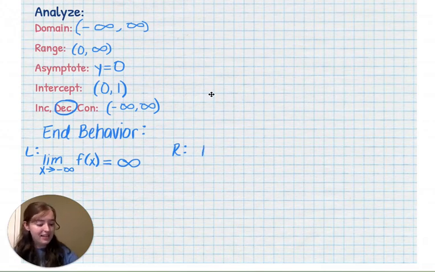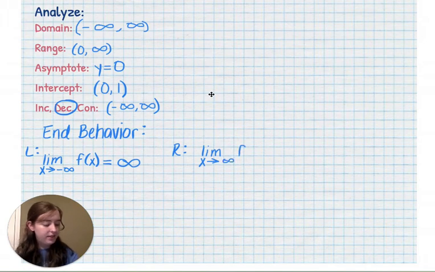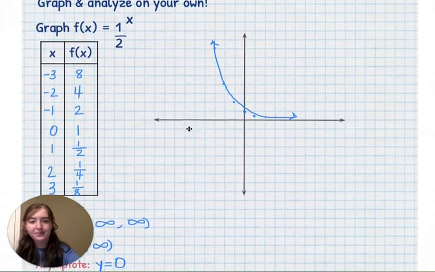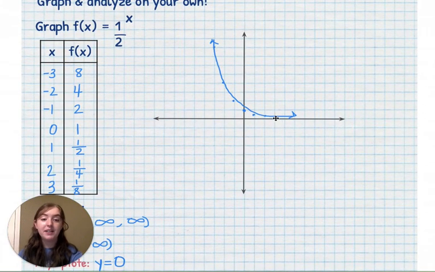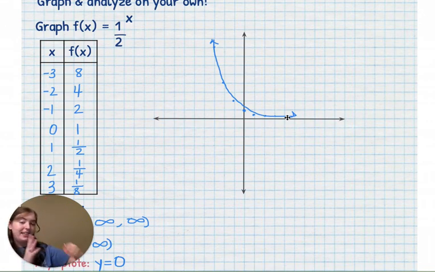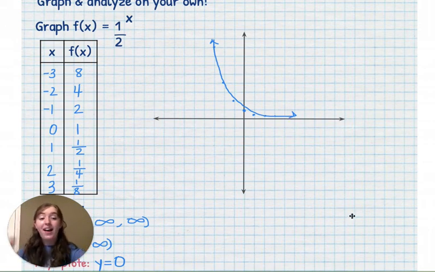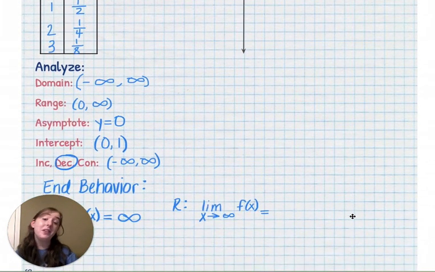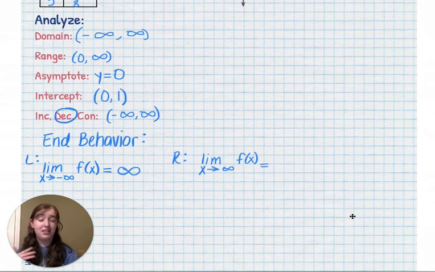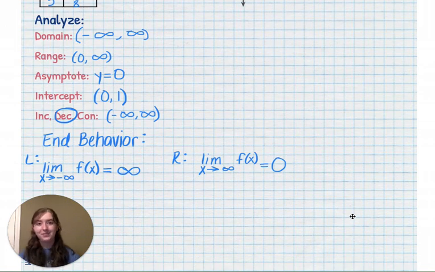On the right side, that's where x is approaching positive infinity. So the limit as x approaches positive infinity of f(x) equals. Let's take a look at that side. Over here, as x gets bigger and bigger and bigger, it's just going to flatten out, right? It's going to get closer and closer to my asymptote there at 0. So even though it's going to keep on going, it's never actually going to touch 0. It's just going to get super close. Even though it doesn't actually touch, we're still going to say that that's equal to 0. Okay, now I'm done.